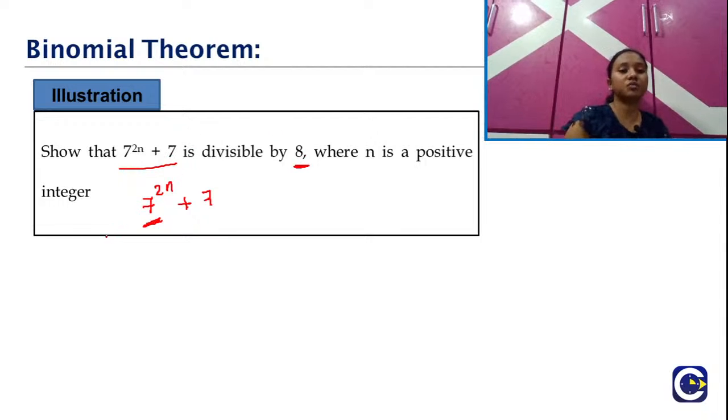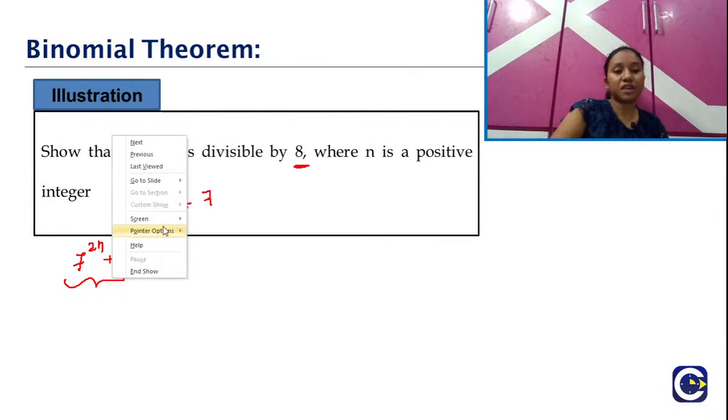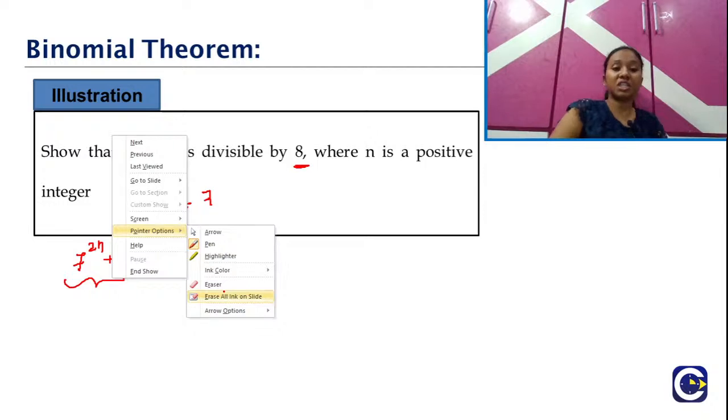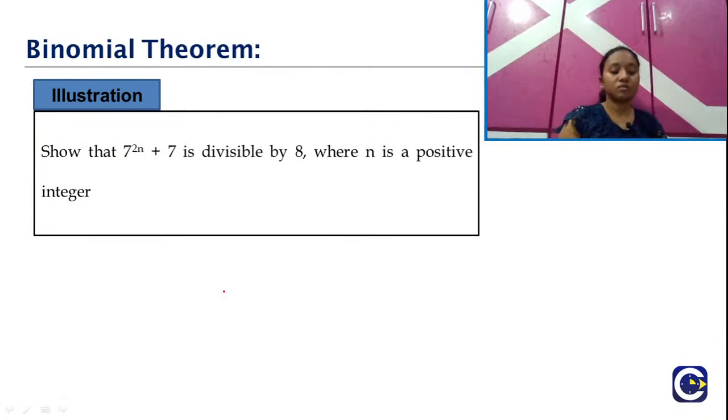So here the term which is given is 7 power 2n plus 7, and we have to prove that this entire term is divisible by 8. That means here our 7 power 2n can be rewritten in terms of 8, right?